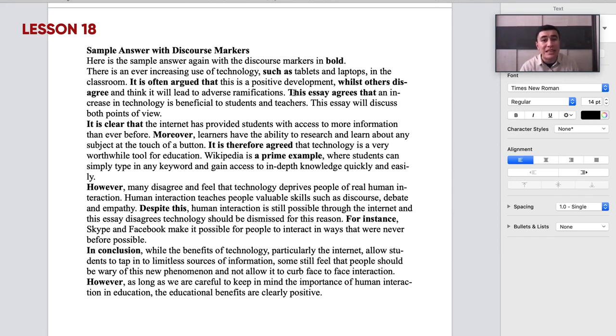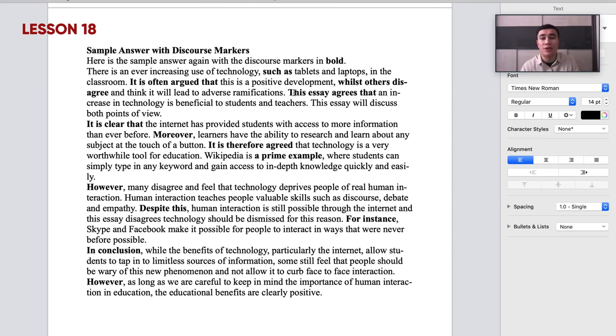Wikipedia is a prime example, where students can simply type in any keyword and gain access to in-depth knowledge quickly and easily. Okay, a prime example, it means you're explaining and you're going to exemplify. Okay, however, now this is a signal word to show that you are going to talk about the opposite side. Many disagree and feel that technology deprives people of real human interaction.